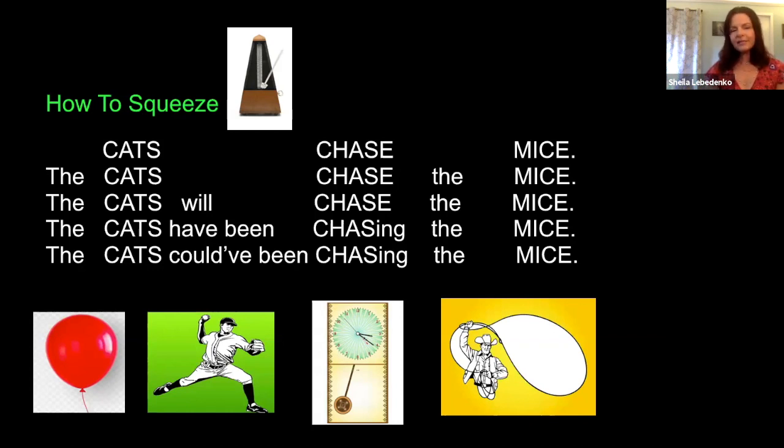So can we try, let's do the cats have been chasing the mice and try not to say have. The cats been chasing the mice. Okay, yeah, the cats have been chasing the mice. Good. Okay. Can I have another volunteer?